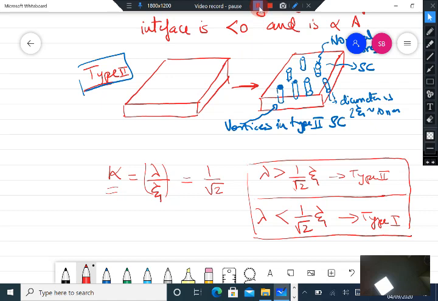So now in the next lecture, we will look at the vortex state in superconductors a little bit more closely, namely the vortex state in type 2 superconductors, to be more precise.